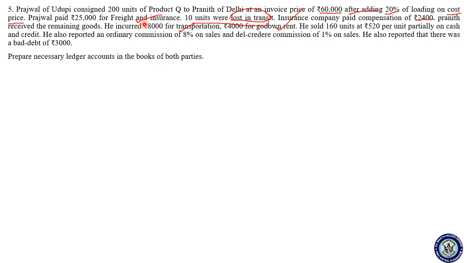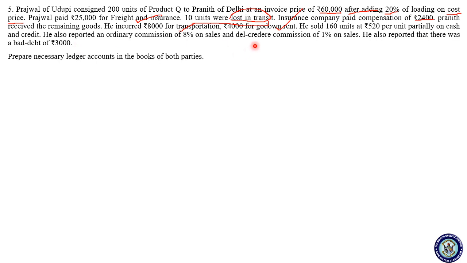But in this problem, ordinary commission is 8% and del credit is separate. 8% is separate and 1% is separate. So ordinary commission 8%, del credit commission 1%. He also reported that there was a bad debt of 3,000. Now who has to bear the bad debt?